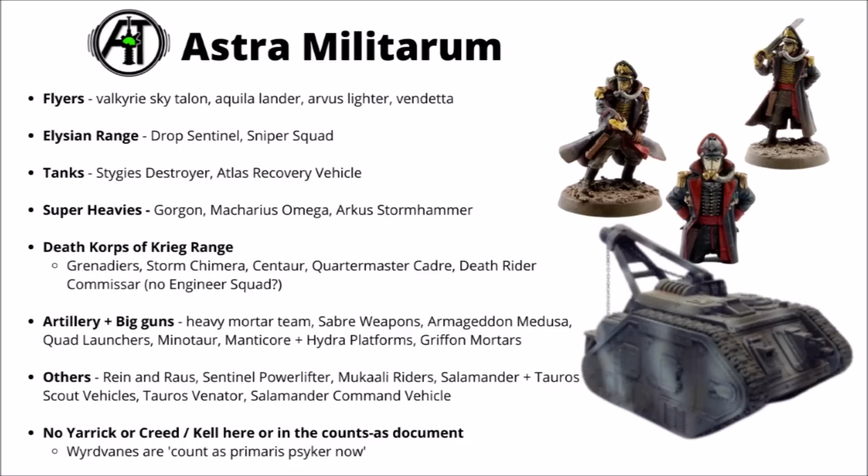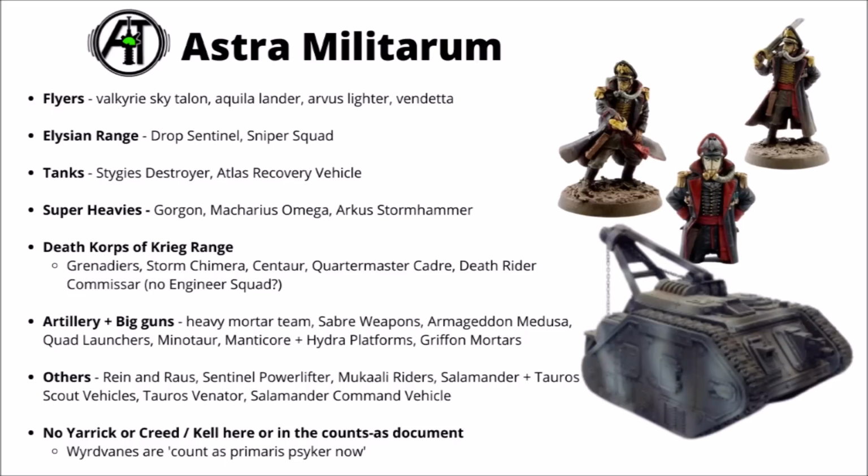There's some super heavies with the Gorgon, Macarius Omega, and Arcus Stormhammer. I'm still honestly not sure why the Gorgon keeps on winding up in Legends each time they update it. I don't know if anyone's just not getting the memo that they still sell the thing. It's a great big Guard super heavy transport. Just feels like it should be one of the ones that's actually in the Forge World section as opposed to in Legends. Otherwise, for the Death Korps, they've got datasheets for the Grenadiers, their Storm Chimera, Centaur, Quartermaster Cadre, and Death Rider Commissar.